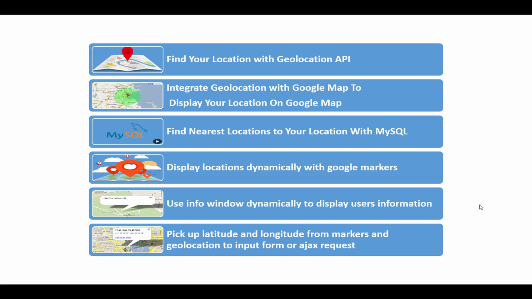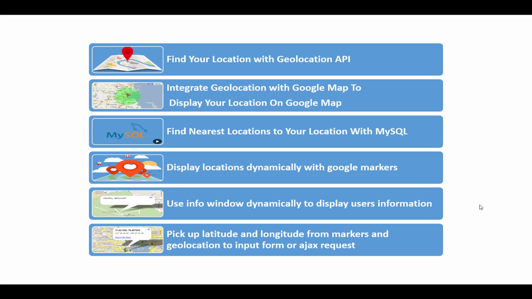This is Ahmed Fakhr and this tutorial is about how to integrate Geolocation API with Google Maps and Codeigniter. In this tutorial you will learn many things. First, to find your location with Geolocation API. Then to integrate geolocation with Google Maps to display your location on the map.